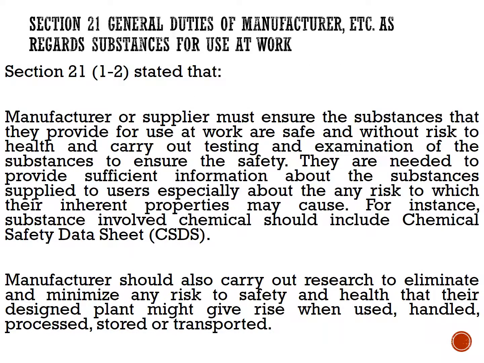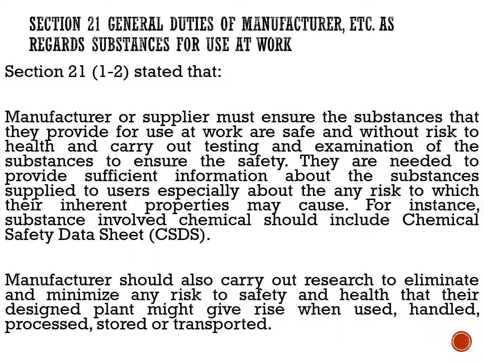Section 21, subsection 1 to 2 state that a manufacturer or supplier must ensure the substances that they provide for use at work are safe and without risk to health, and carry out testing and examination of the substances to ensure the safety. They are needed to provide sufficient information about the substances supplied to users, especially about any risks which their inherent properties may cause. For instance, substances involving chemicals should include a chemical safety data sheet.